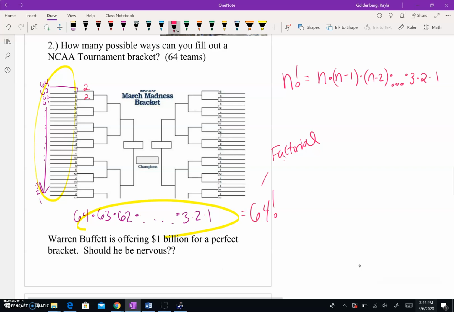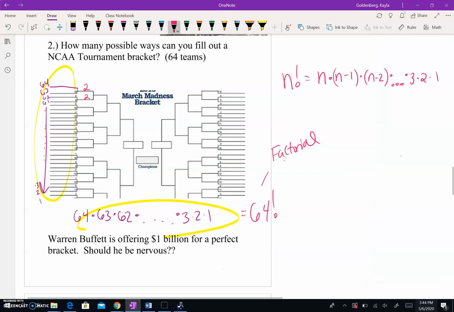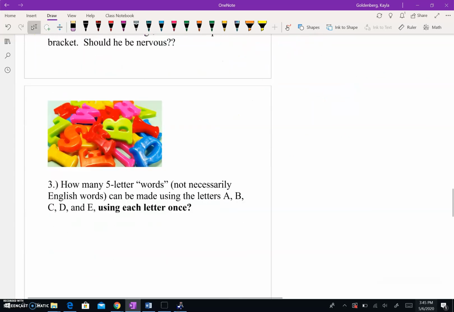And so that's just a faster way to type it out. If you look at that, that's 1.98, I'm just going to write it, I'm going to kind of ignore the rest of that, 1.98 times 10 to the 87th power. What that means is I would be taking this decimal point, and granted there were more numbers past 8, and moving it over to the right 87 decimal places. So you can imagine that Warren Buffett, who is offering $1 billion for a perfect bracket, should not be very nervous. It's near impossible to do that. Remember also, we only did choice 1. There are many more choices as you continue on in those brackets.